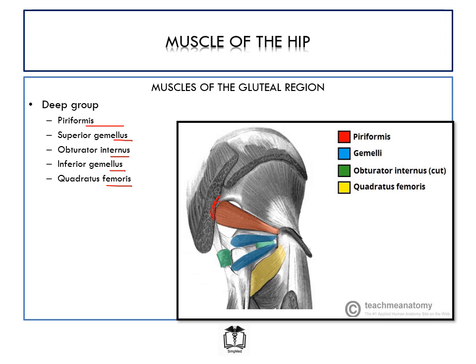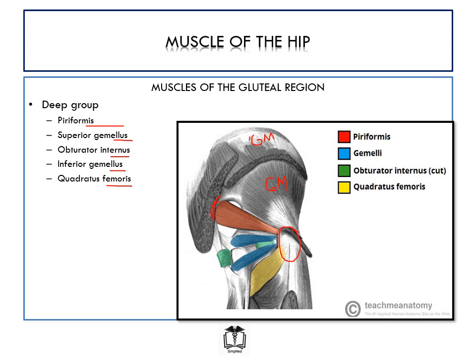In terms of insertion, it inserts at the superior border of the greater trochanter. As you can see, this is the greater trochanter here. So just as we had the gluteus medius here and gluteus minimus here, both of them inserting at the greater trochanter, the piriformis also inserts at the greater trochanter, but it's inserting at the superior border of the greater trochanter, compared to the other ones.